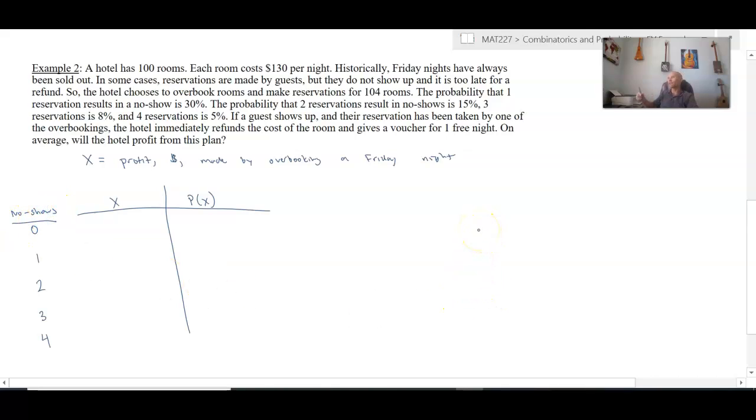So let's think about what happens if there is a no-show. First of all, the benefit of overbooking is that they will collect an extra 4 reservations worth of $130 per night. So they will get $130 times 4 guests, and that's going to come out to $520 in benefit from overbooking. But of course, we know that the benefit may be outweighed by the cost. Right? So we have to do a cost analysis as well. This is what their revenue will be. So in each of these cases, they will collect $520.